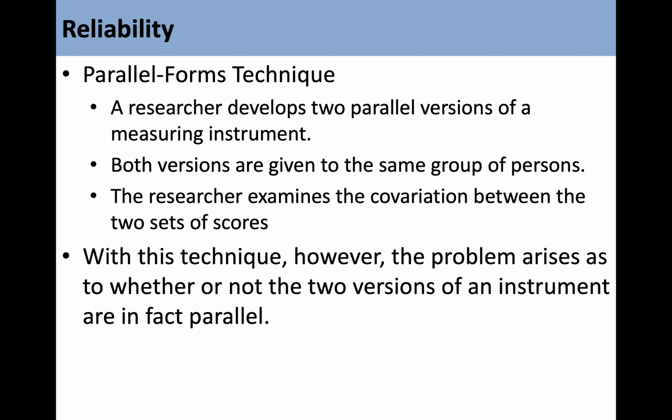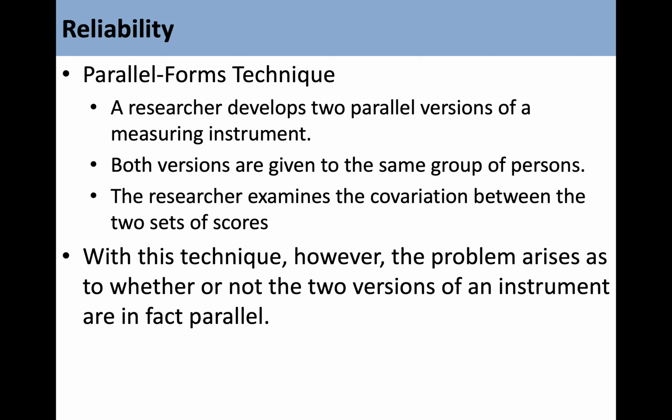Parallel forms technique. A researcher develops 2 parallel versions of a measuring instrument. Both versions are given to the same group of persons. The researcher examines the covariation between the 2 sets of scores. With this technique, however, the problem arises as to whether or not the 2 versions of an instrument are in fact parallel.